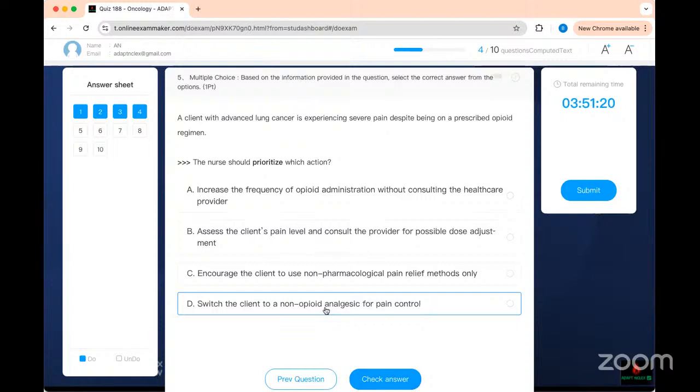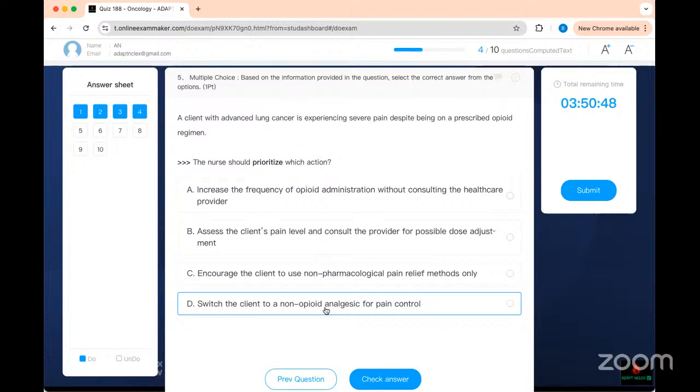A client with advanced lung cancer is experiencing severe pain despite being on the prescribed opiate regimen. Watch for questions about pain management in a cancer patient. Lung cancer, getting what? Prescribed dose of opiate, right? And it's still not helping. That means you've got to do something. Increase the frequency of the opiate, right? Assess the patient's pain and call the physician. Encourage the client to use non-pharmacological means.